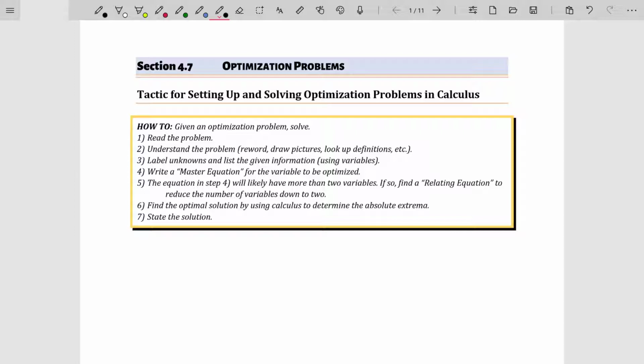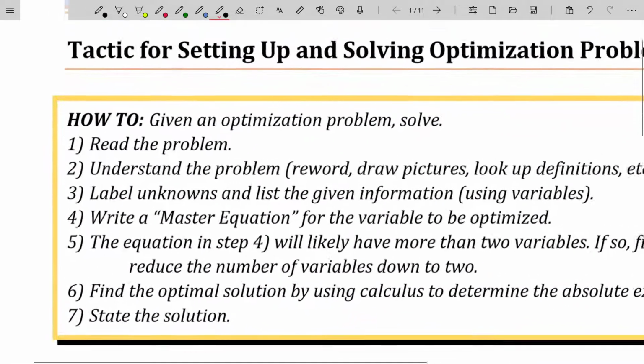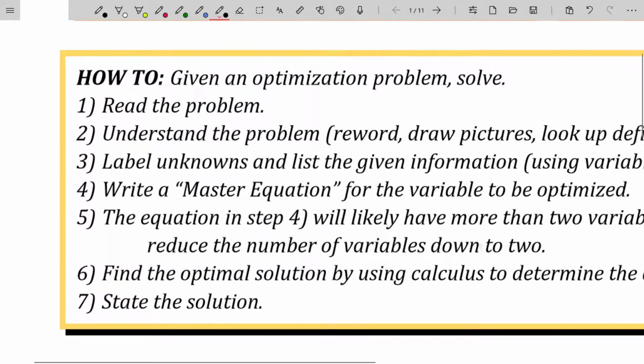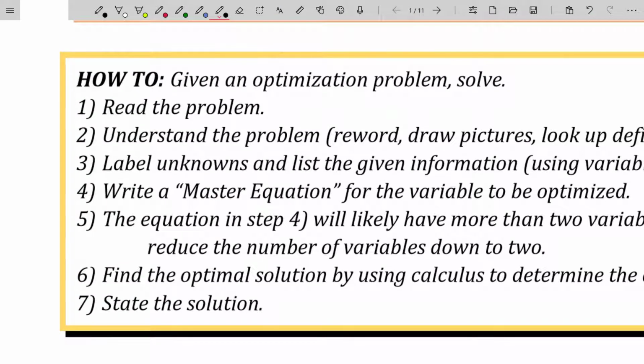So let's see, how do you attack the optimization problems? First thing you should always do, and this is kind of the required win, is that you're going to read the problem. If you don't do that, you're just not doing the problem. Second thing you need to do is understand what the problem is asking or what it's stating. That might require you to reword the problem. You're definitely going to have to draw pictures for most of these problems.